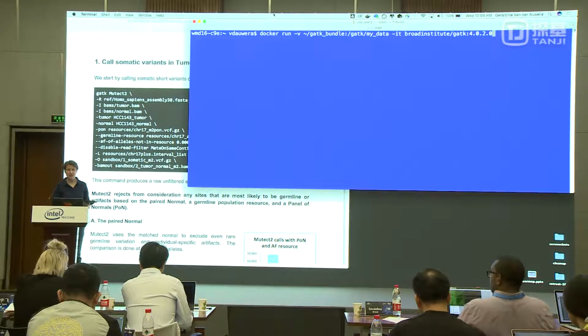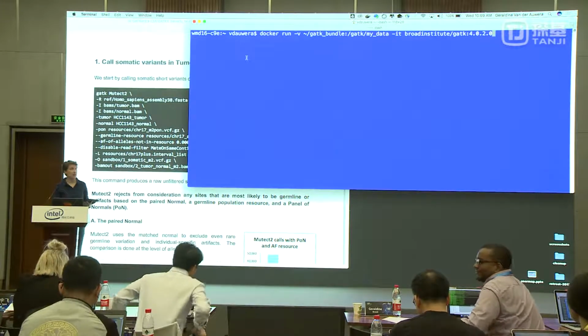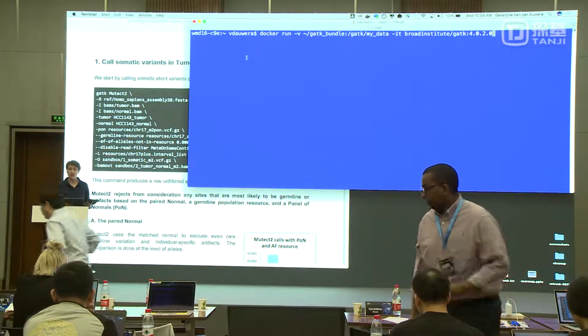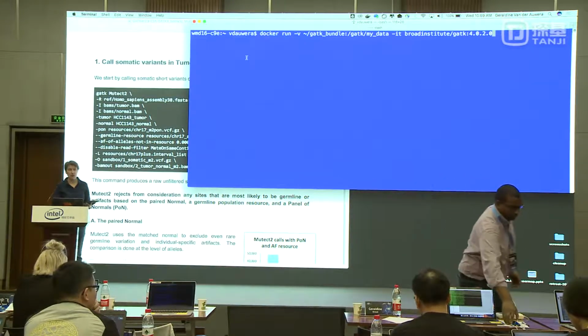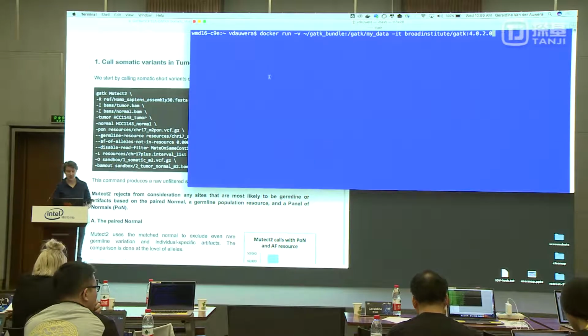To the last session this morning. So in this session, we're going to work through in practice some exercises using Mutect2 and related tools called snips and indels, somatic snips and indels. Okay.